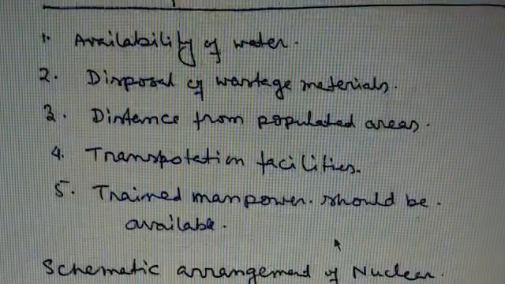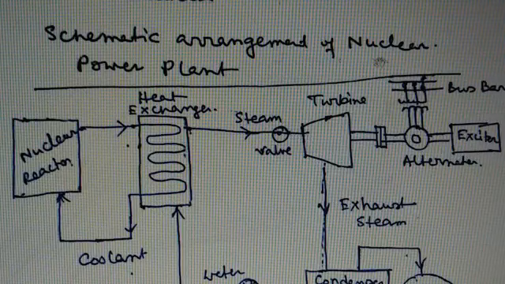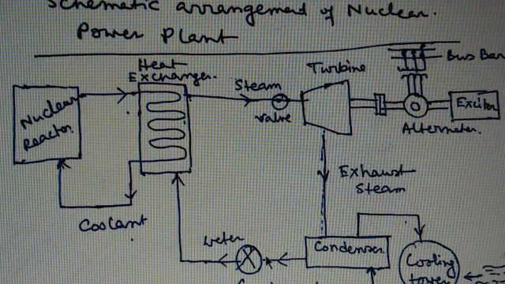Now the schematic arrangement of a nuclear power plant. So this is the cooling tower, and this is the condenser where the steam is present, and steam is passed through this path due to the pressure of the condensate extraction pump.